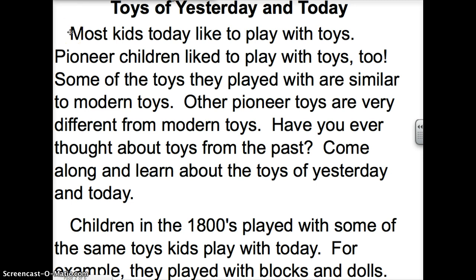Toys of Yesterday and Today. Most kids today like to play with toys. Pioneer children like to play with toys too. Some of the toys they played with are similar to modern toys. Other Pioneer toys are very different from modern toys. Have you ever thought about toys from the past? Come along and learn about the toys of yesterday and today.